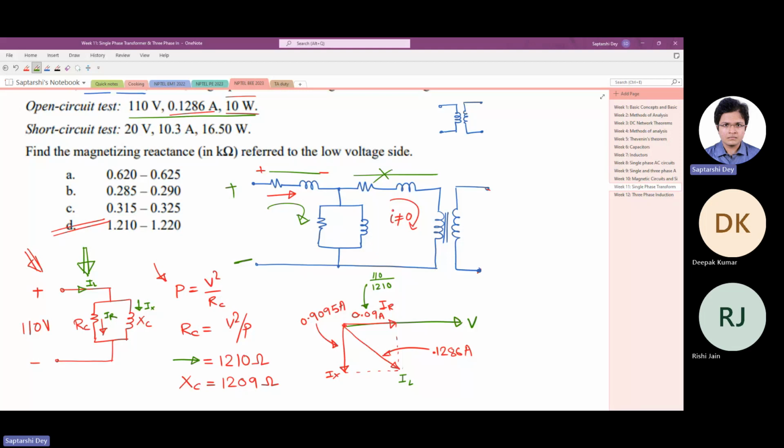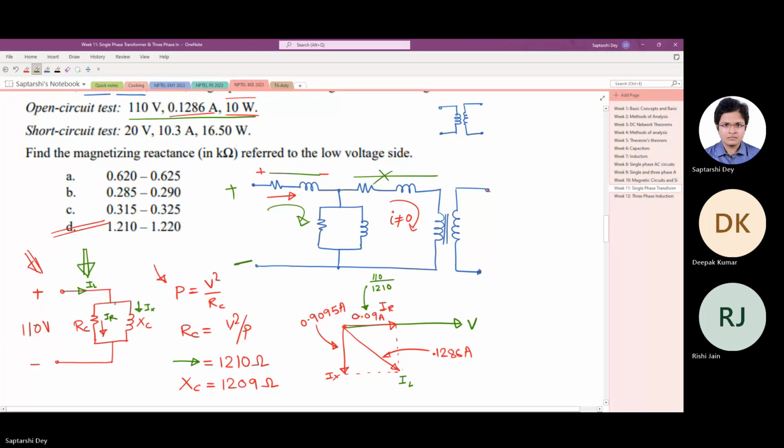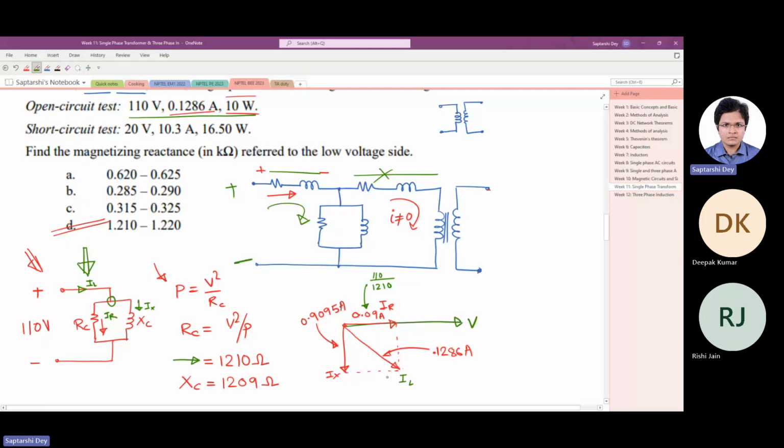Because it is an inductor. Inductor draws lagging current. Yes, sir. Now, if you have IR and IX, and if you apply KCL here, by vector addition, you will get IL. Yes, yes, sir. Now, can we apply Pythagoras theorem here?